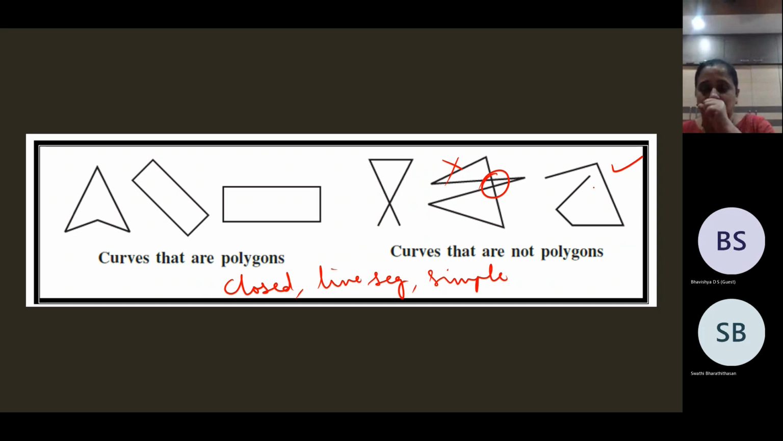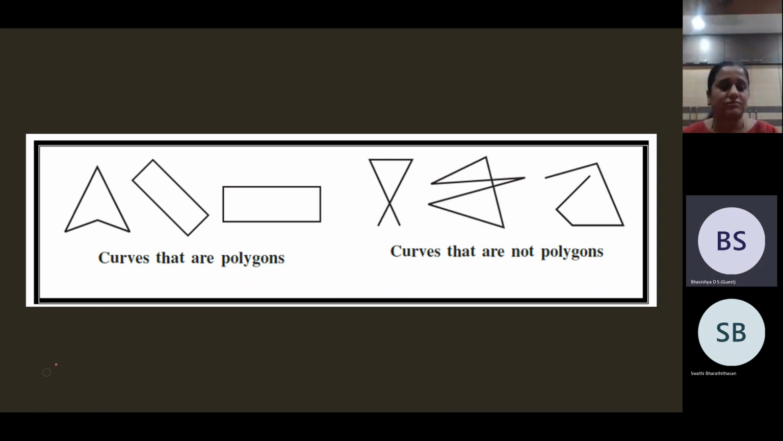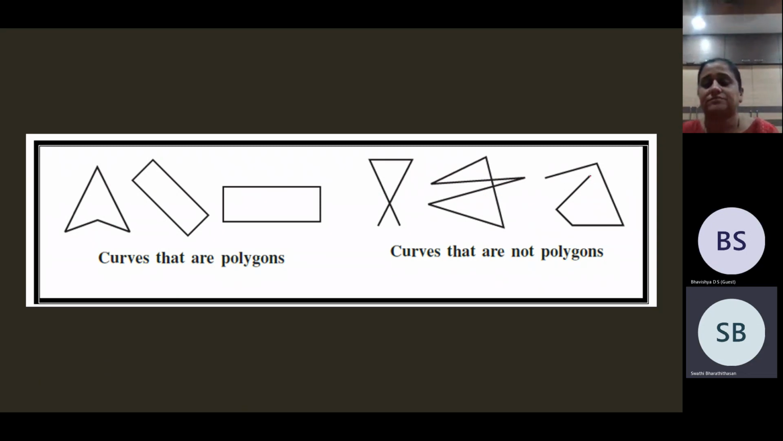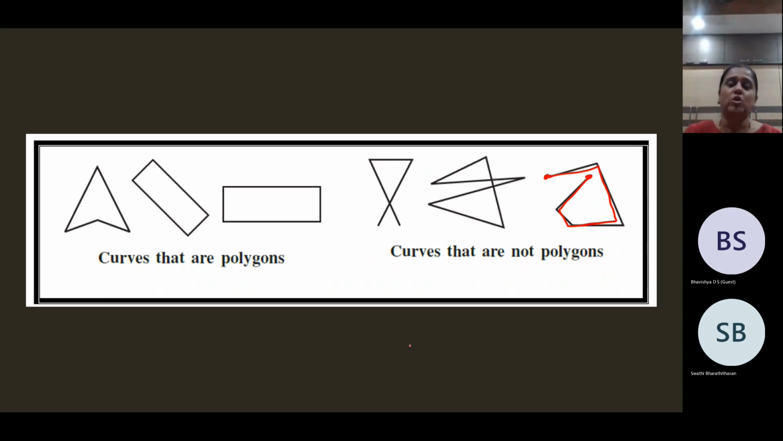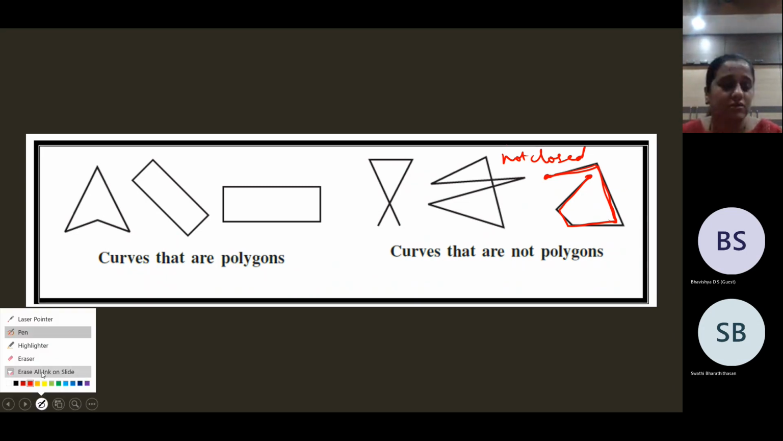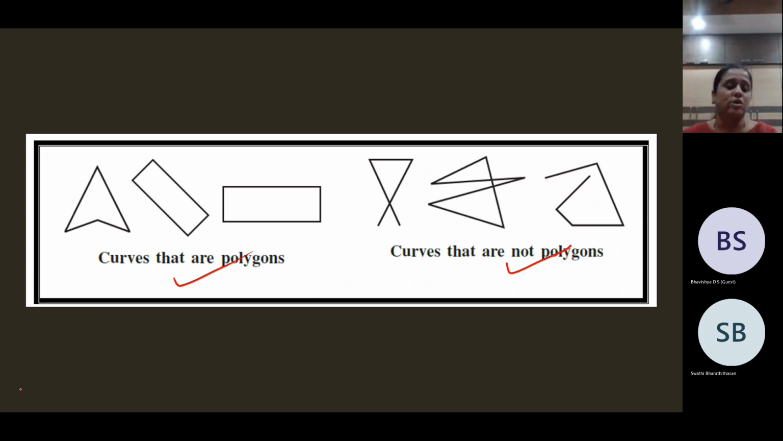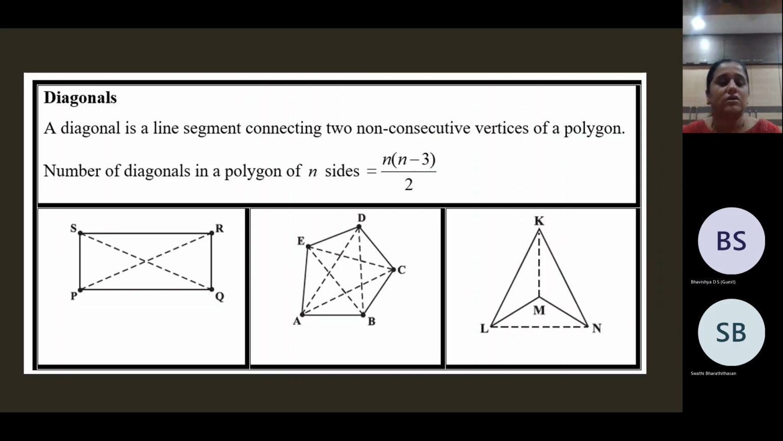What about this? Ma'am, it is not closed, it's open. Yeah, it's not closed, because if you start here, this is the ending point. The start point and the end point are not the same. It is made up of line segments and it's simple, but it's not closed. So it's not a polygon. So these are some curves that are not polygons, and these are curves that are polygons. All right. Next.